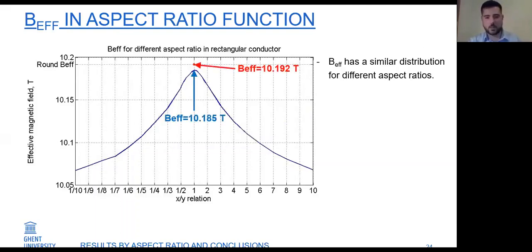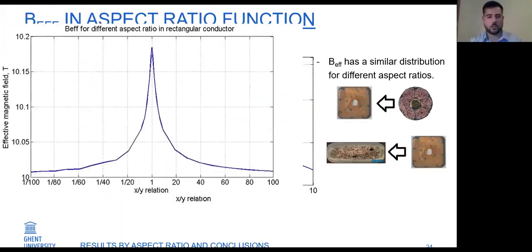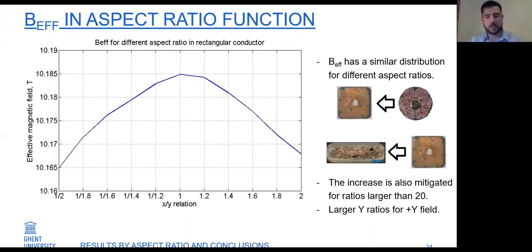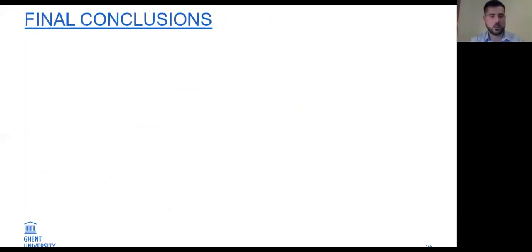We see the same example with data now, comparing the square when the ratio is 1 and the round, and when it goes to a very wide rectangular, you see that the effect is also mitigated. And for this small scale, from 1:2 to 2:1, there is also this difference when it is aligned with the external magnetic field. That is tiny, but important to see.